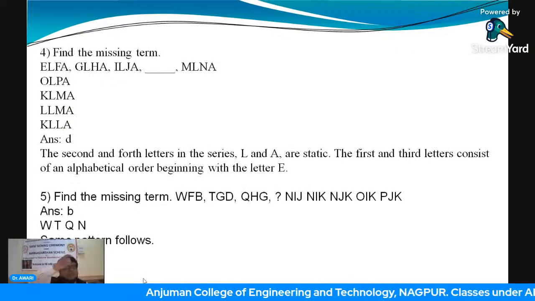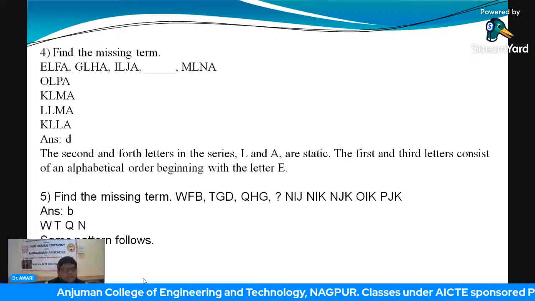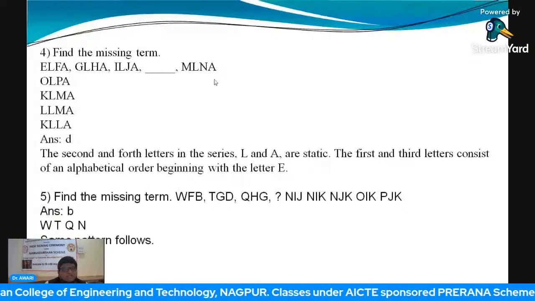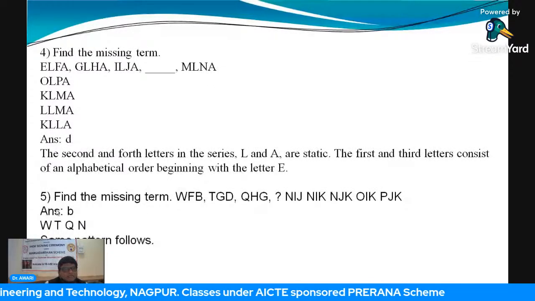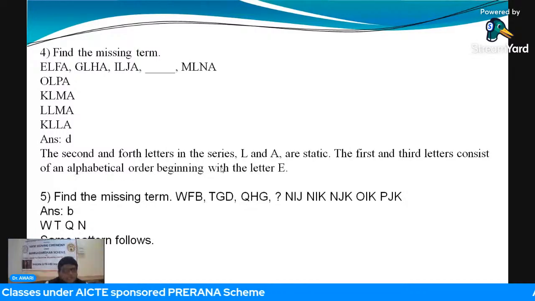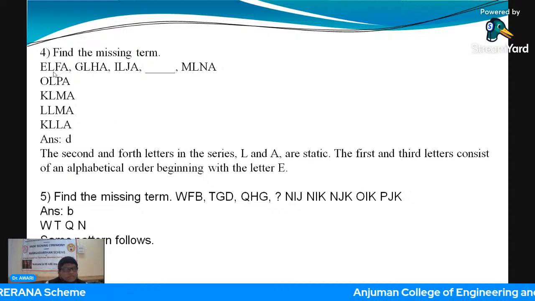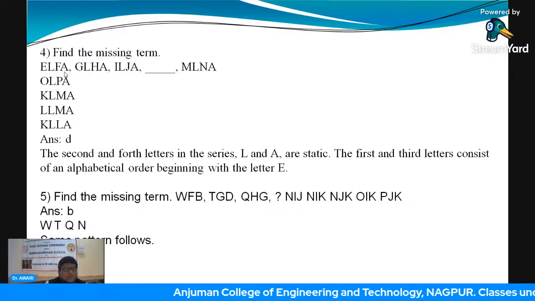Find the missing term in the series ELFA, GLHA, ILJ, MLG, NA. So what is the logic here? The second and fourth letters in the series, that is L and A, are static. If you see here, the second letter L and the last letter A are static.